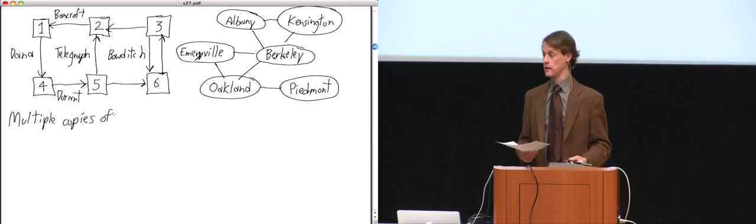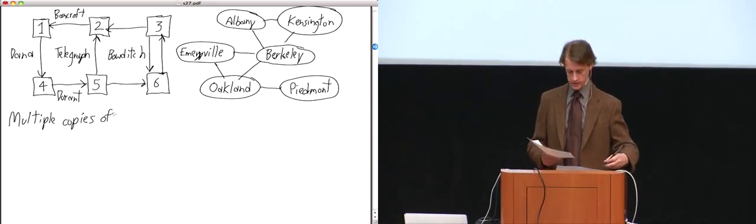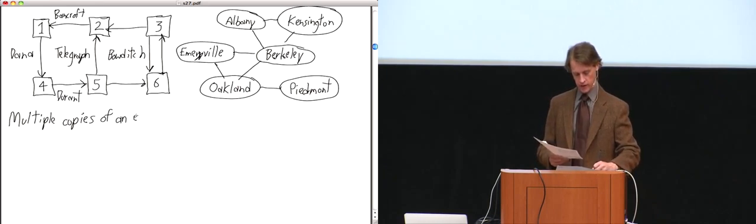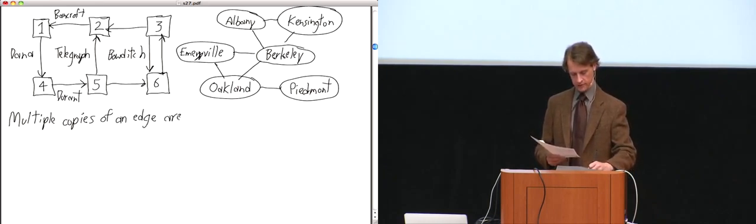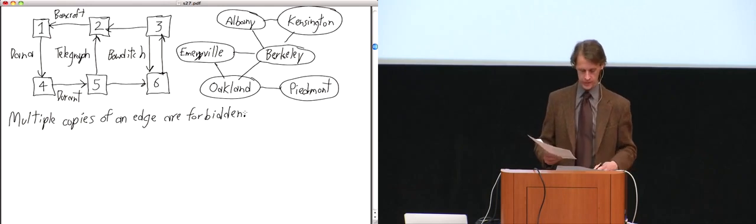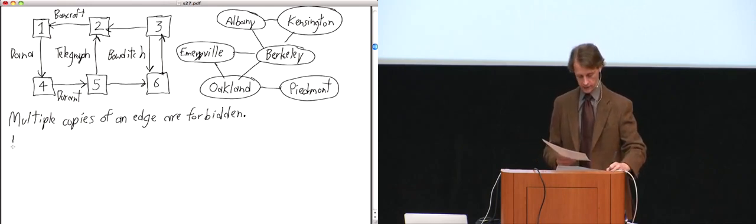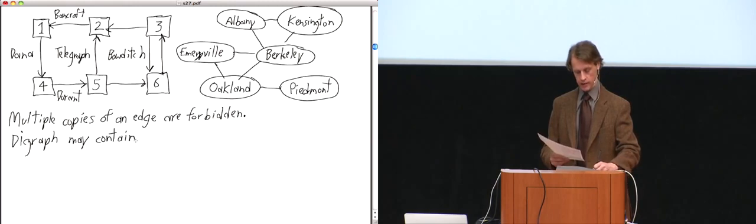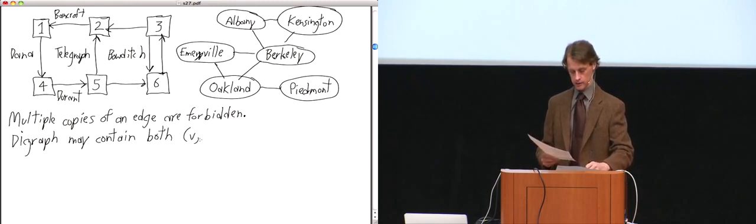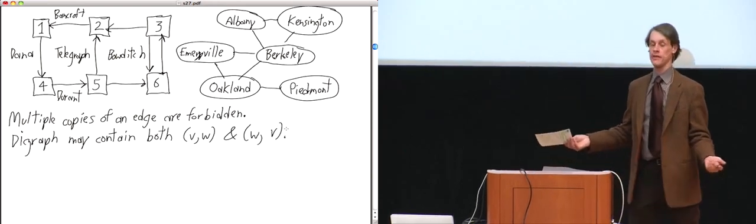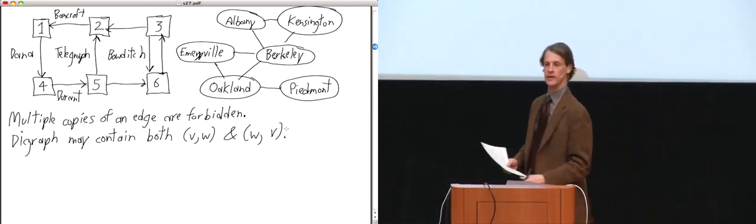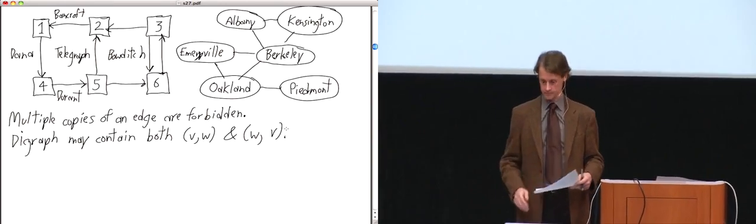So the set E in a graph is a set of edges. And in a set, you can't have two copies of the same thing. So in a graph, we don't have the concept of there being two copies of the same edge. Having said that, a digraph, a directed graph, may contain both an edge VW and an edge WV, because they're not the same edge. They're two completely different edges. They're not considered identical in a directed graph.